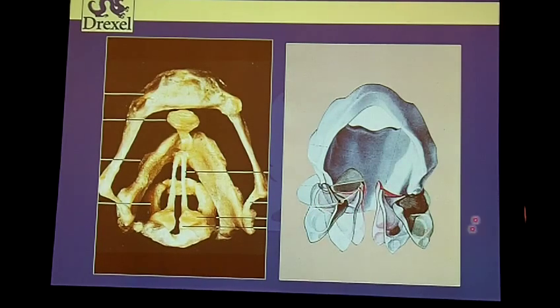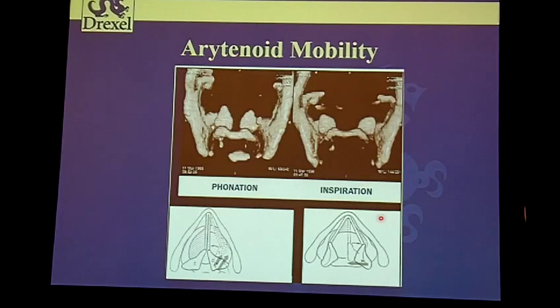We used to say that arytenoids rock, glide, and rotate. We use different language now, but as a basic understanding, here is an arytenoid, here's the cricoid, here's a nice little joint space. It looks just like a little temporomandibular joint or a little shoulder joint, normally.